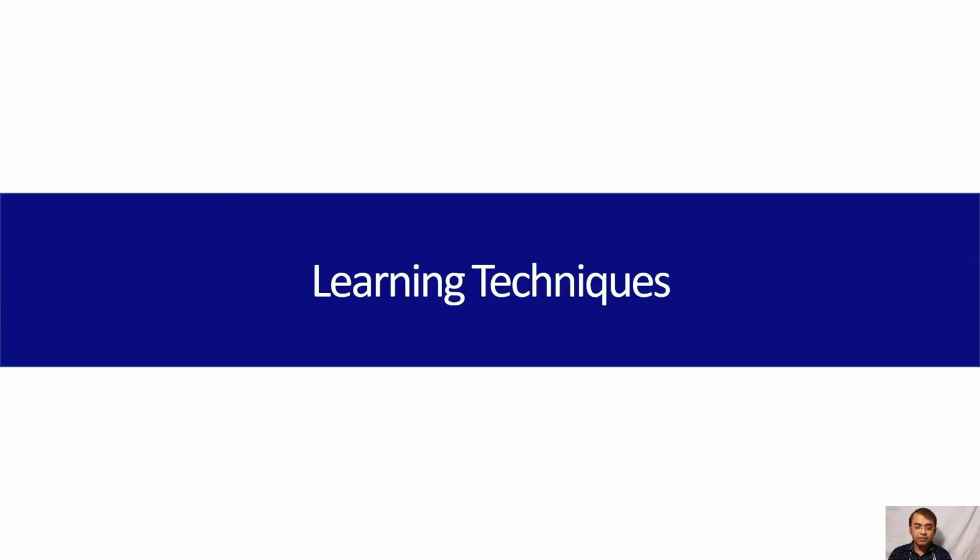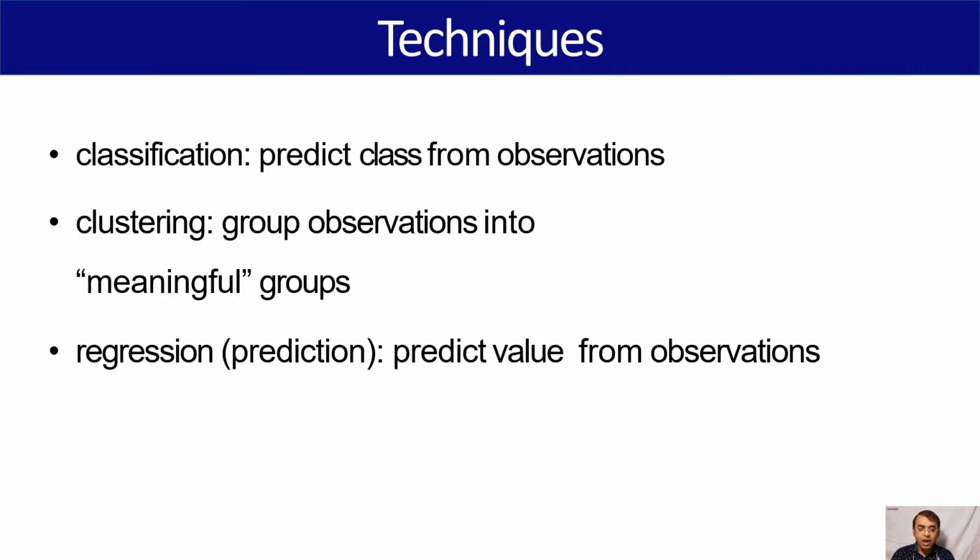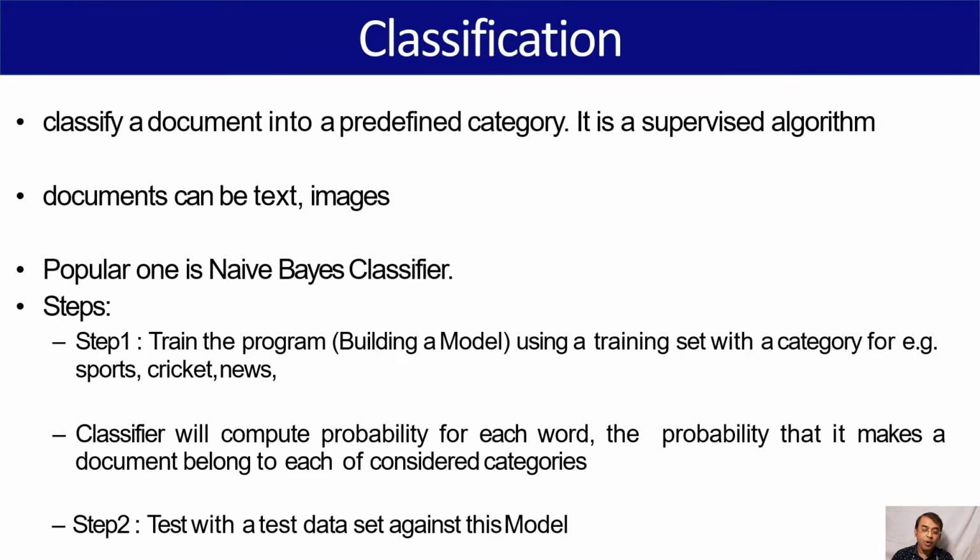Learning techniques. There are different learning techniques. The first one is classification, that actually predicts class from observations. Clustering groups observations into meaningful groups. Regression is basically prediction, predicting value from observation. What is classification? Classify a document into a predefined category. It is a supervised learning algorithm. Documents can be text, images.